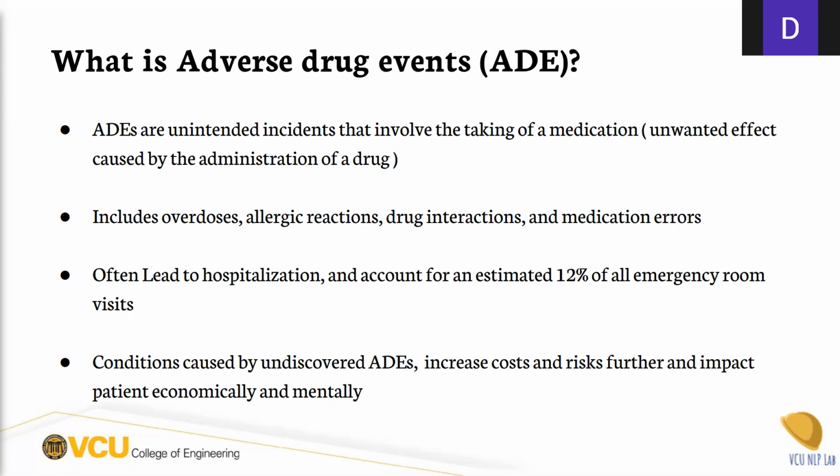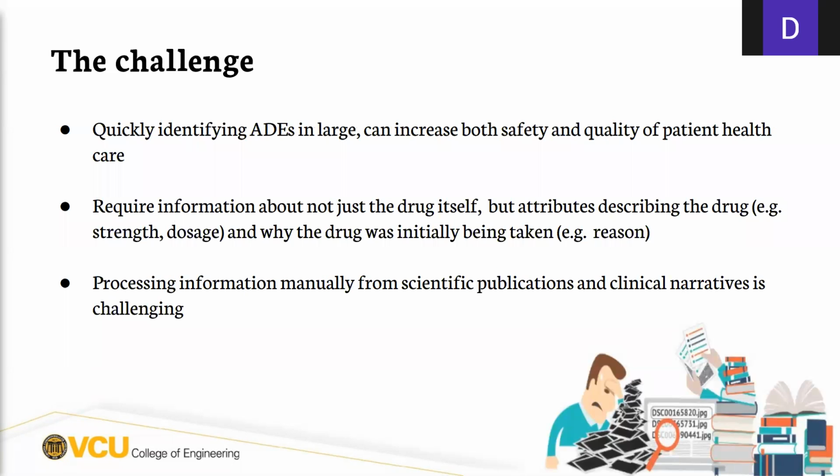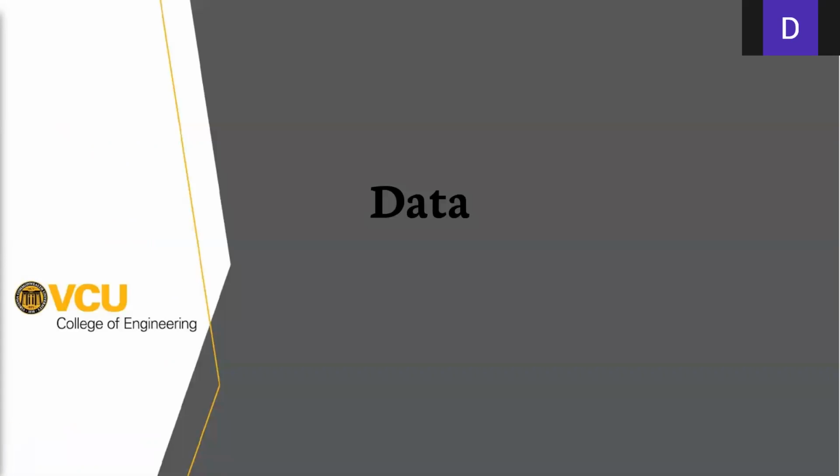Conditions caused by undiscovered ADEs can increase the cost and risk and impact the patient economically and mentally. This can be prevented if we identify the potential reason and the information regarding the drug on time. Identifying ADEs requires information not just about the drug itself, but the attributes describing the drug and why the drug was initially being taken. But processing such information manually from the clinical text is challenging due to the complexity of language and domain-specific knowledge involved.